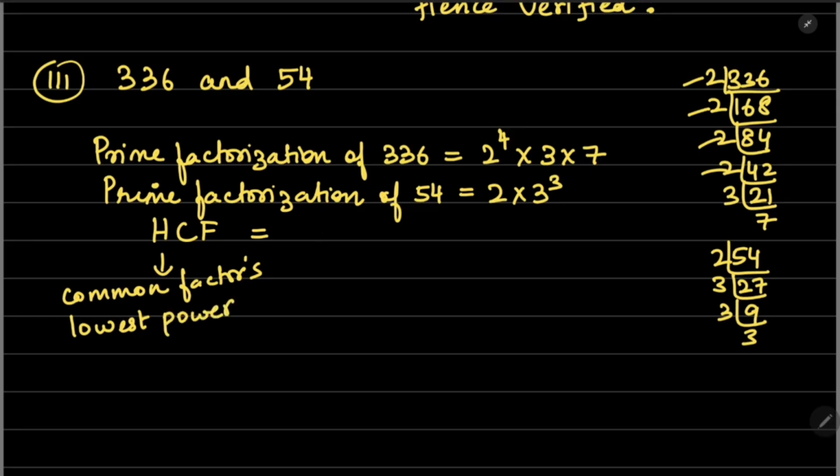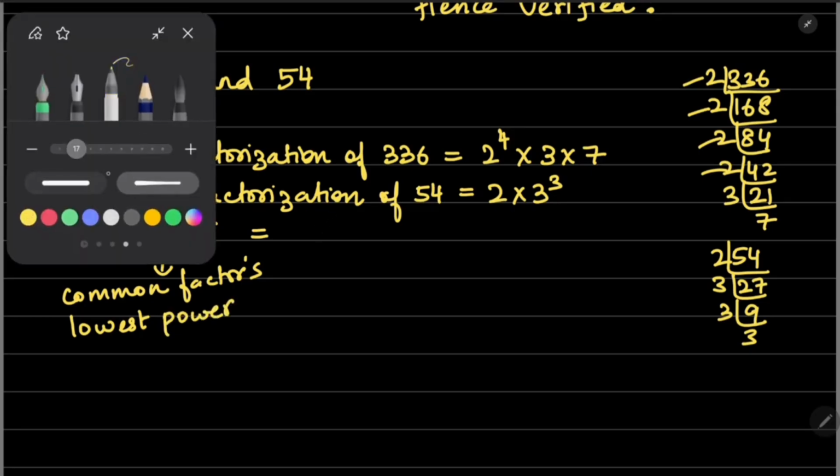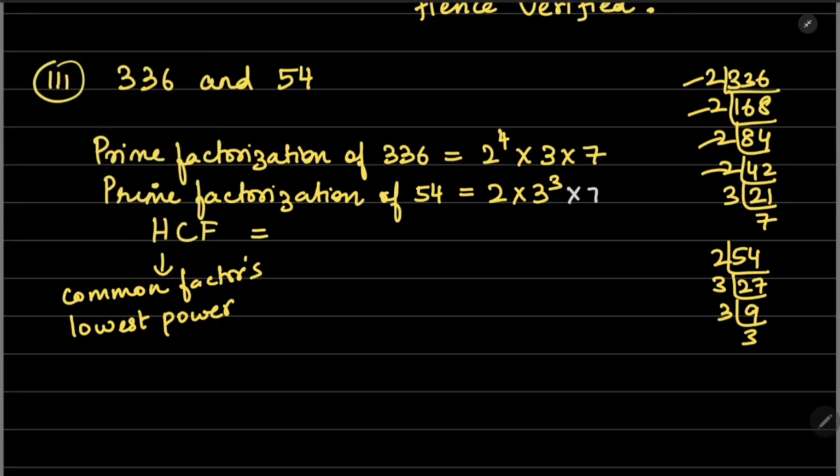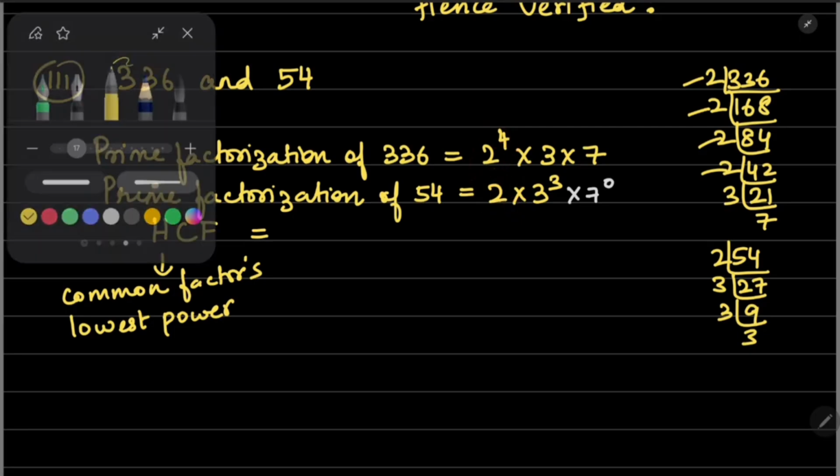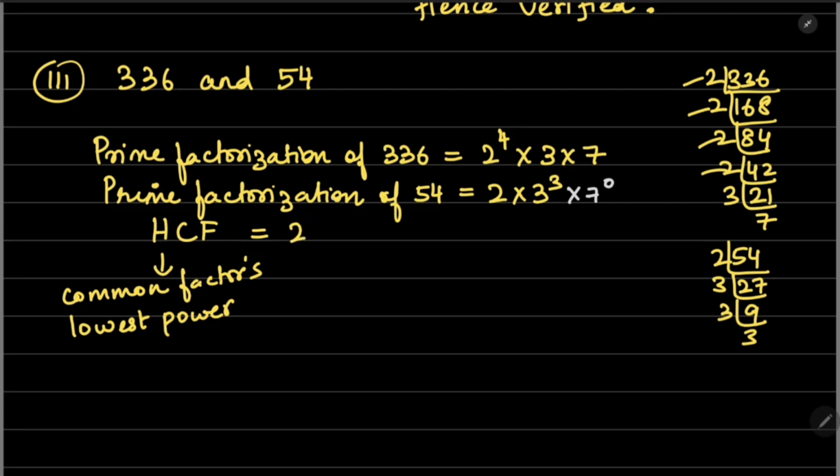So common factor, so here I will change the color and write here 7 raised to the power 0. So if you see here, which is the lowest power for 2 as a factor, it is 2 raised to the power 1. So for 3 it is 3. And for 7, the lowest power is 7 raised to the power 0. So the answer is HCF is equal to 6.